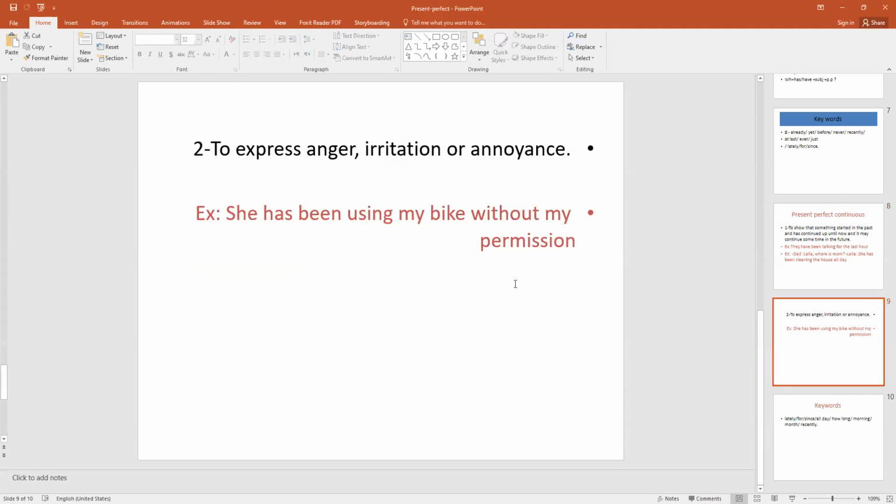This is number 2, to express anger or irritation or annoyance. If someone is annoying you, is making you angry, you can use present perfect continuous to express your anger. Let's see an example and I'll add some more. She has been using my bike without permission. You would say it with intonation to express your annoyance.